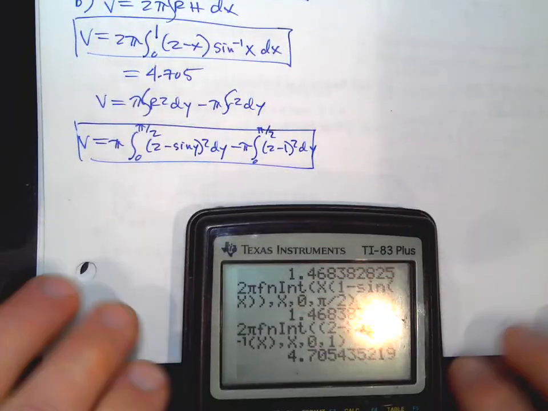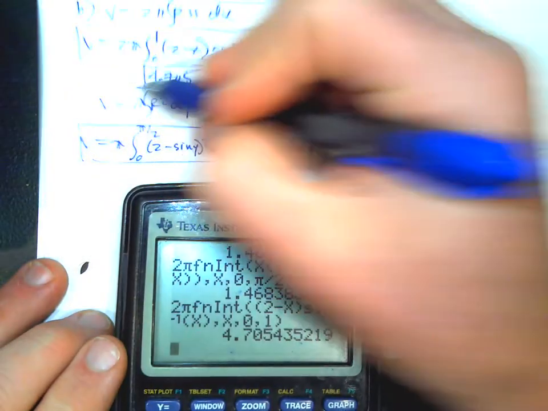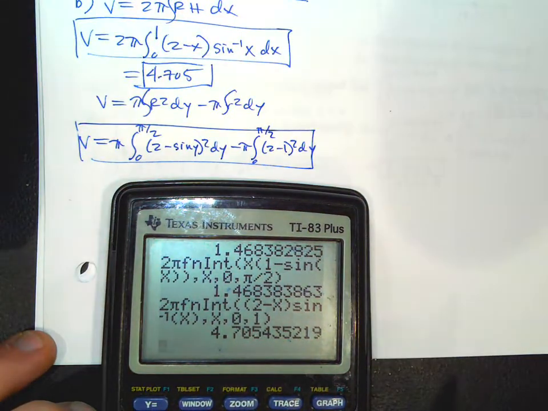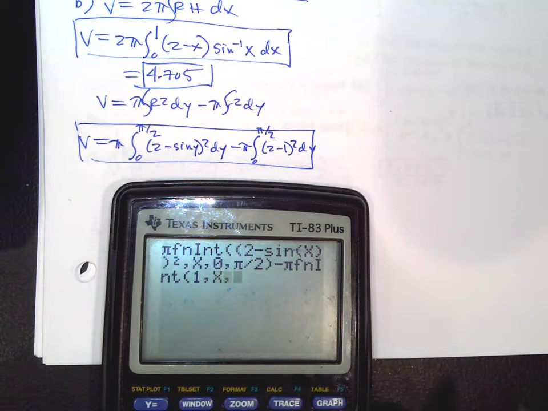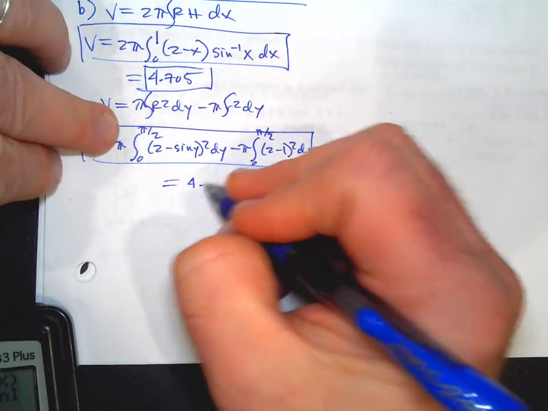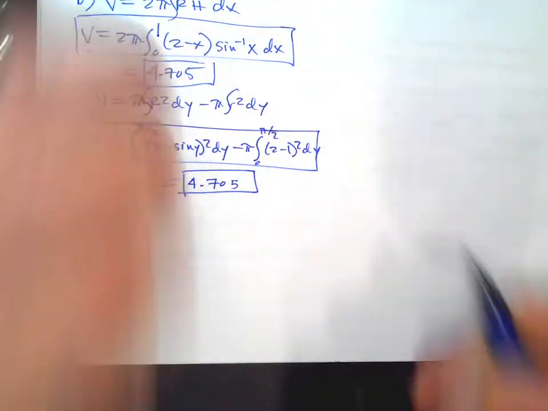And then let's calculate it on the calculator and see if we get the same decimal answer. Pi, math 9, parentheses 2 minus sine of x, close, squared, comma x, comma 0, comma pi over 2, minus pi, math 9, 1, comma x, comma 0, comma pi over 2. And let's see if we get the same answer. Hey, we get the same answer. It always feels nice. All right. Did that problem two different ways.